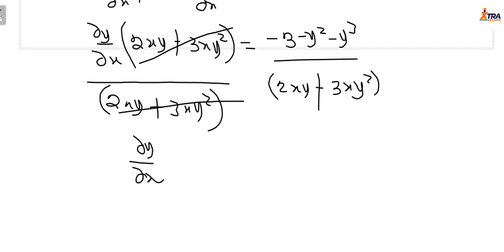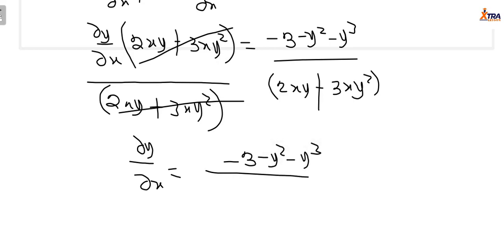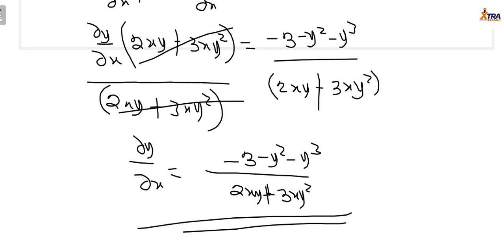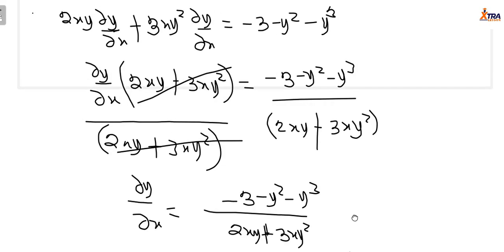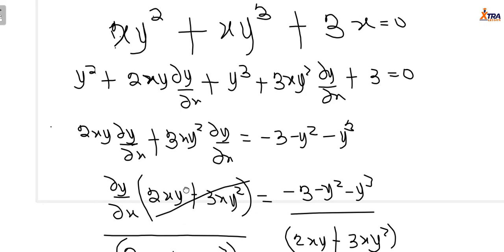equal to minus 3 minus y squared minus y raised to 3 over 2xy plus 3xy raised to 2. So this is how to find implicit functions of the given question.